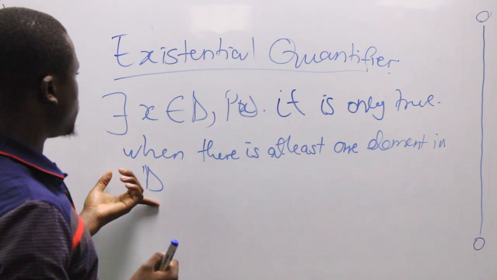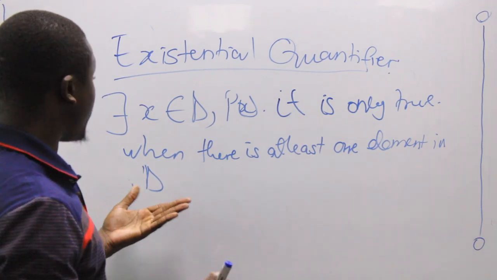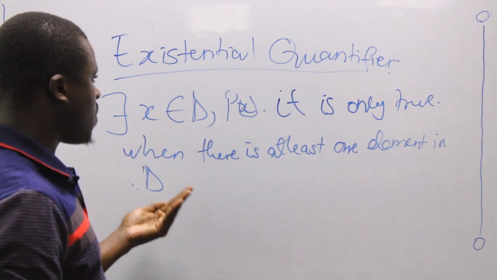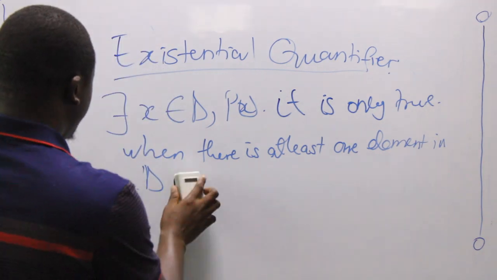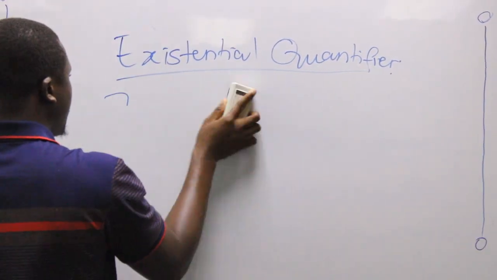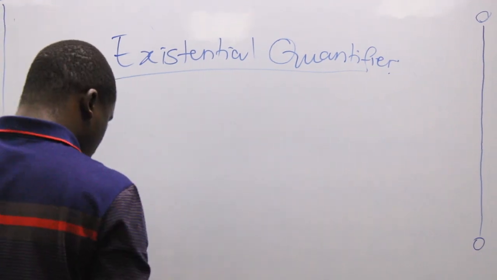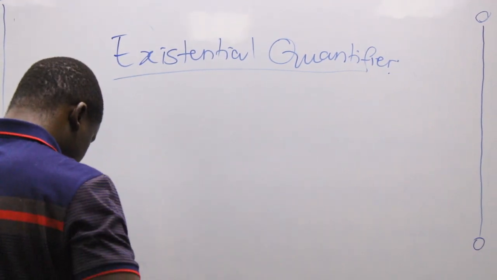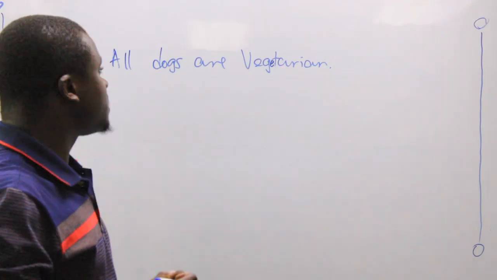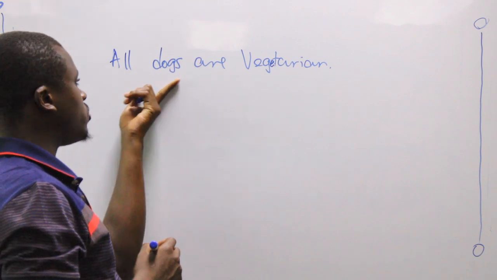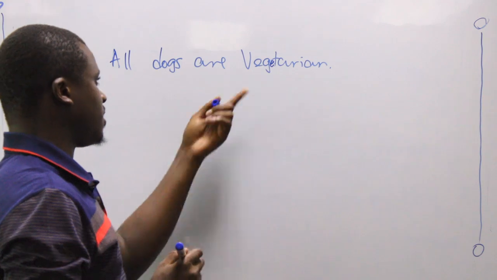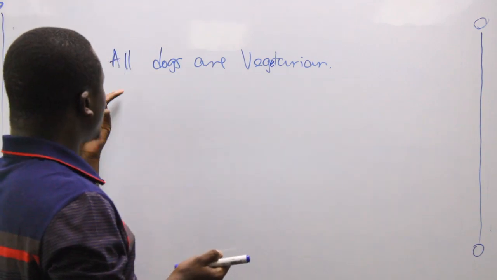Okay, so we are just going to do an example for universal and for existential quantifiers. Let me find an example for you. So team, we've got this example which says all dogs are vegetarian. Okay, so we are going to write this statement in quantifiers.